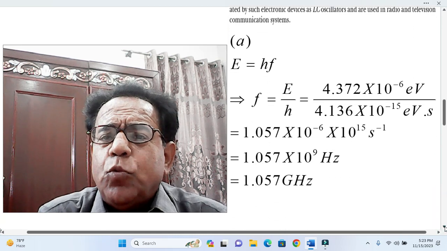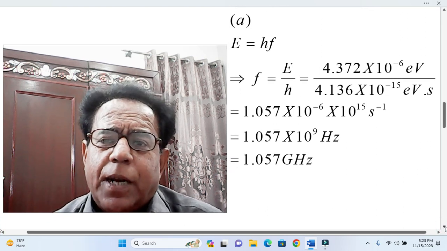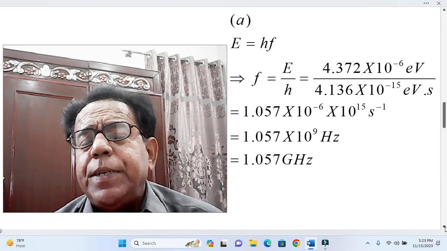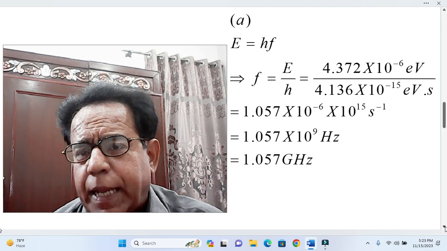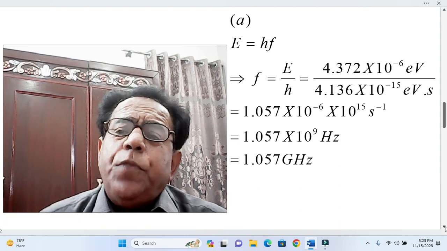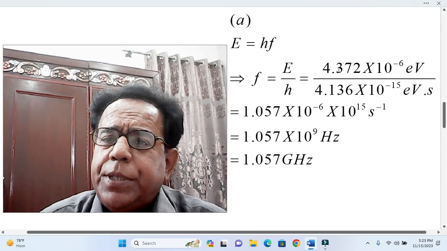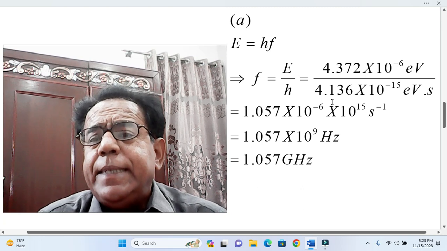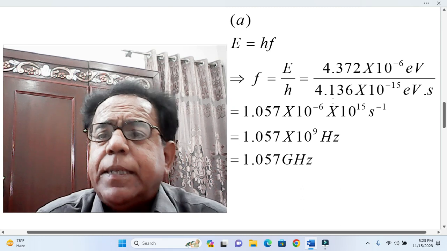Anyhow, we first come towards part A. Part A, E is equal to hf. h is Planck's constant, f is frequency, E is the energy. From here, if we keep frequency f on one side, then frequency f becomes equal to energy E divided by Planck's constant h. The value of energy E is given in the statement, so we have put that value in the numerator. Moreover, the value of Planck's constant h is given in the table which we have included in our first snapshot.